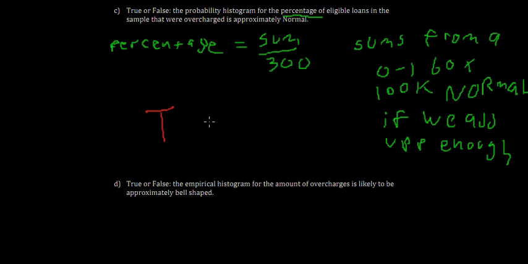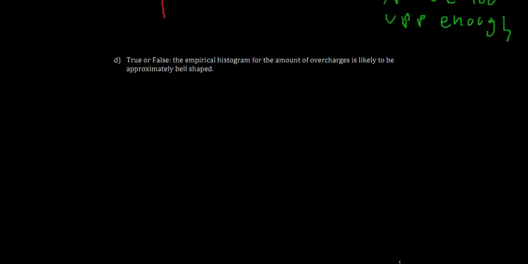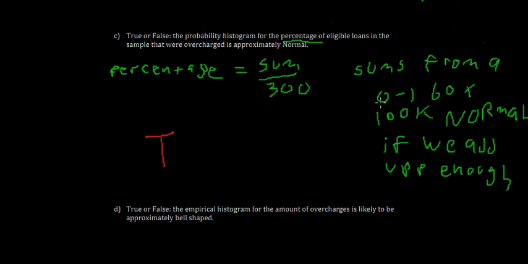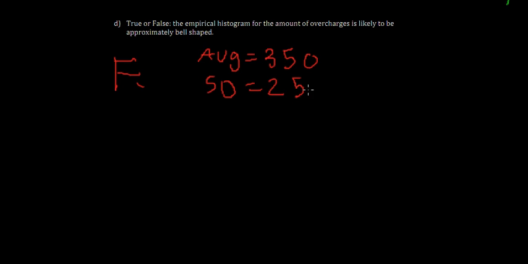Now we ask the empirical histogram for the amount of overcharges is likely to be approximately bell-shaped, right? That's another word for normal. Well, this guy we're going to put a big fat red F. Why are we doing that? Because we were told that the average overcharge is 350 and the SD of the overcharge is 250. So what does that mean? That 0, in this case, is 1.4 SDs to the left.